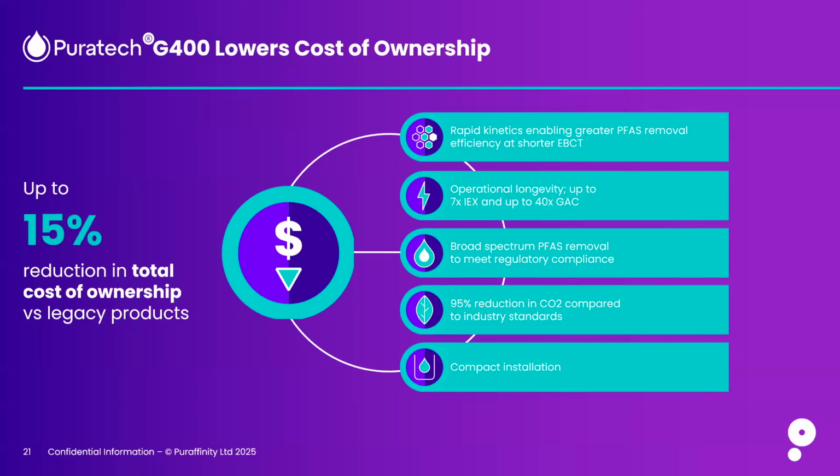Broad range of removal. We have other cases where we're looking at 20 different PFAS compounds. It's a greener material, so 95% reduction in CO2 compared to some of the other materials. And again, smaller installation can definitely do this with reduced equipment size over your standard carbon units. And that leads to up to a 15% reduction in total cost of ownership compared to legacy products.